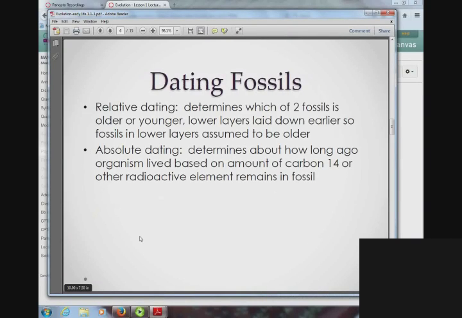In dating fossils, there are a couple of ways we can go about this. With relative dating, we would determine which of the two fossils we're studying is older or younger. Usually when you find them in the Earth, the lower layers are laid down earlier, so it's assumed the fossils in those lower layers are older. With absolute dating, we determine about how long ago the organism lived, based on the amount of carbon-14 or other radioactive elements that remain in the fossil.